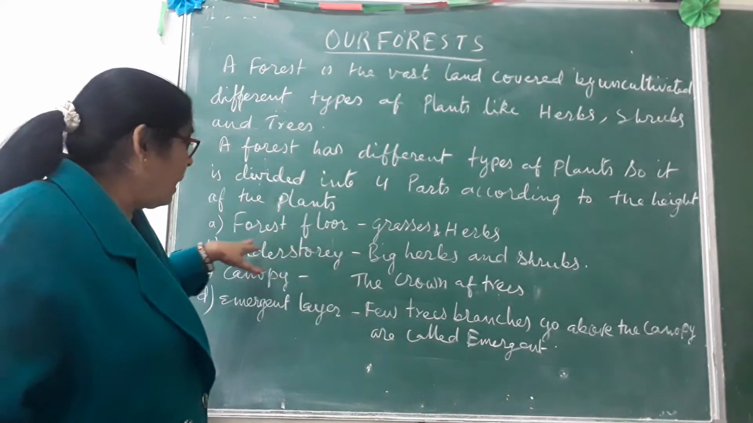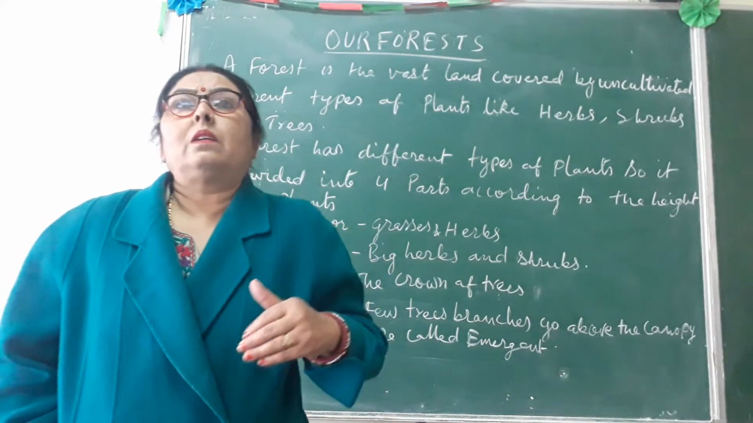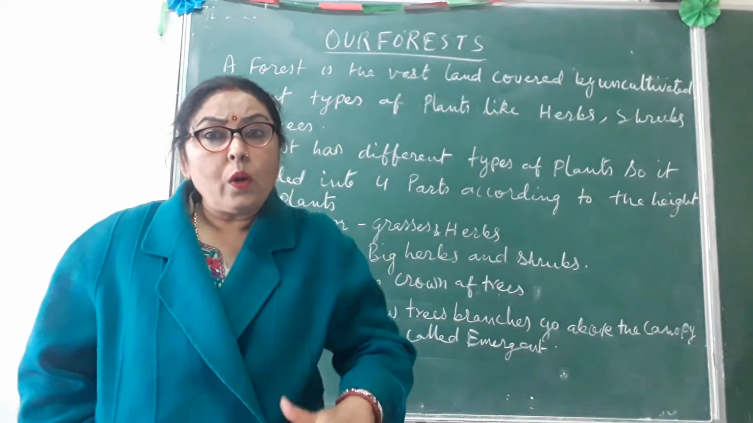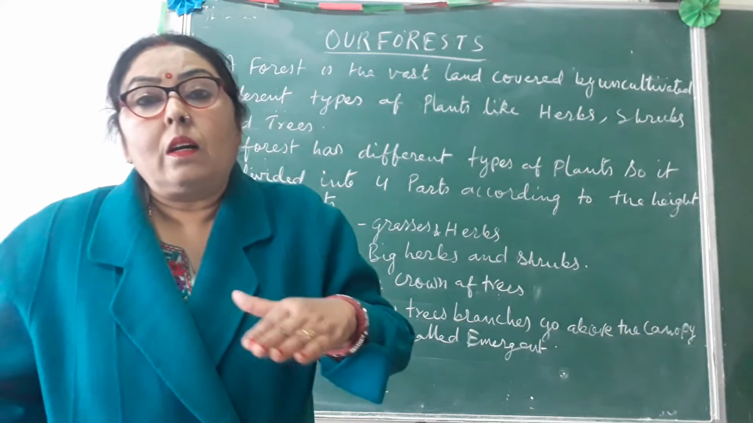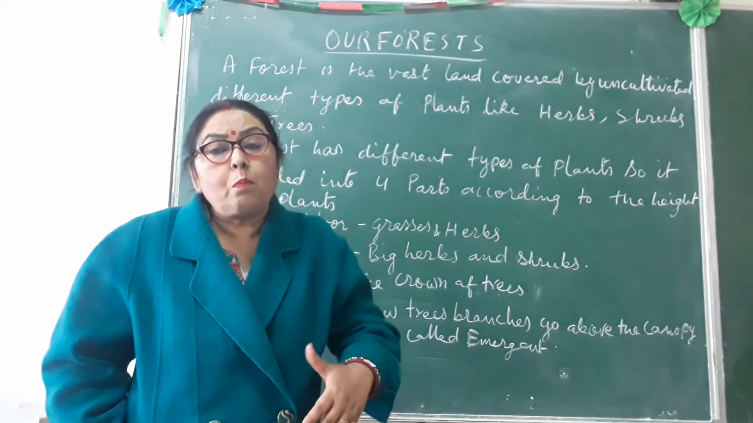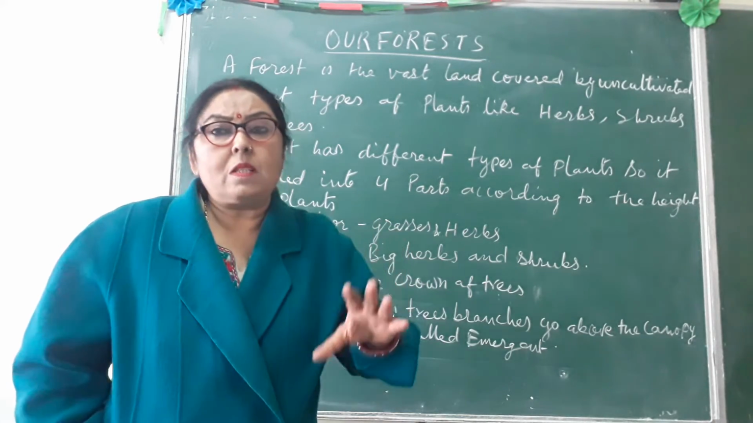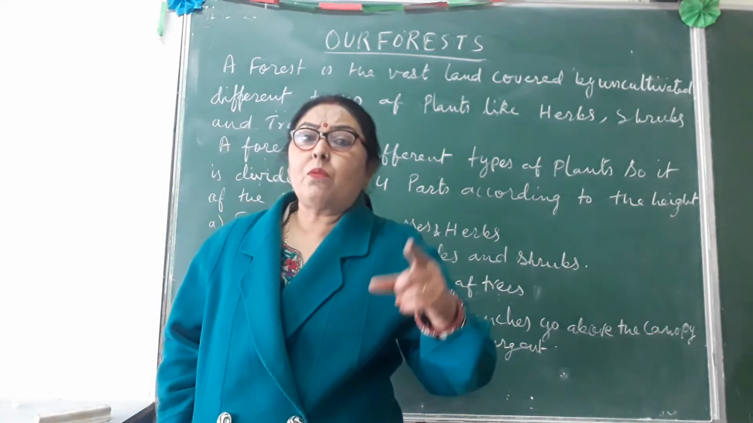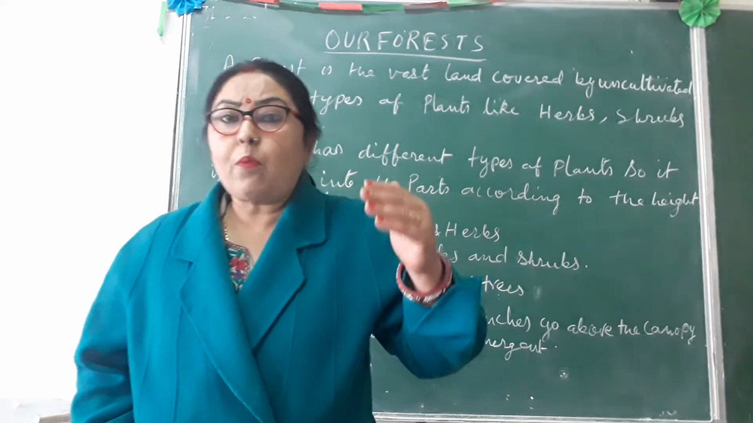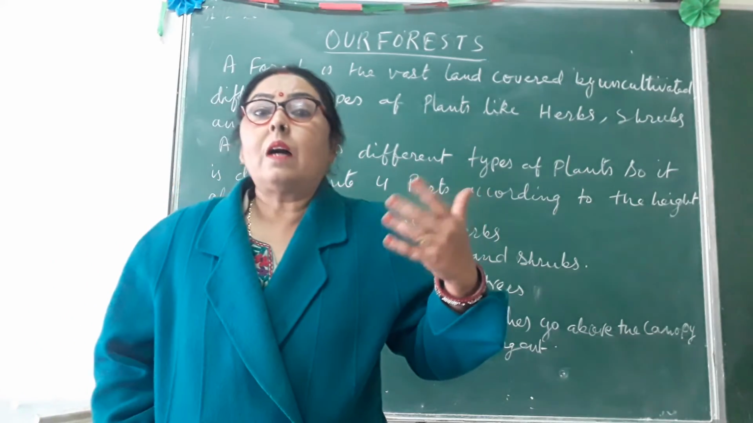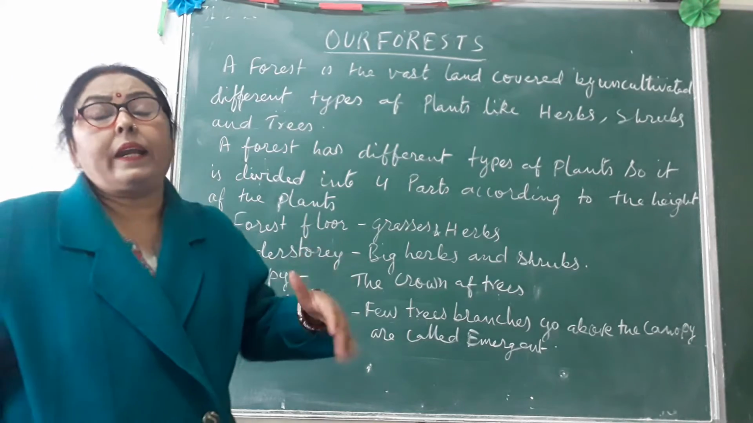Then comes the understory. Understory means the lowest story of the forest, which has long herbs, means big herbs. Herbs are of many types, with the maximum height of a herb being 1 meter. Up to 1 meter of height, the plants are called herbs. So herbs may be very small and long.